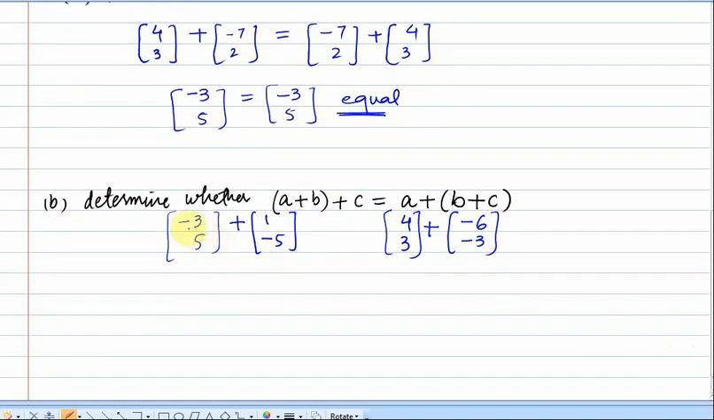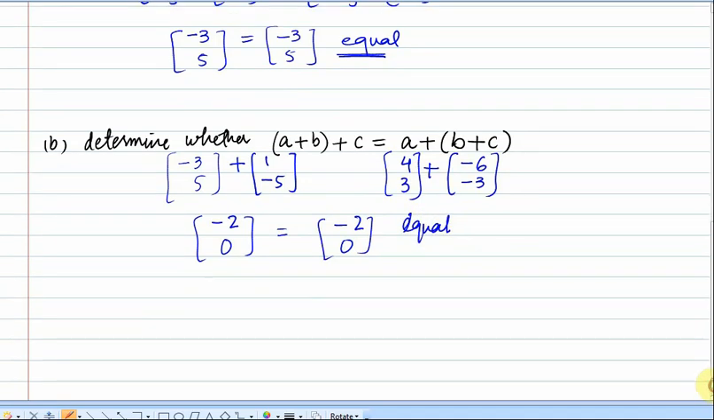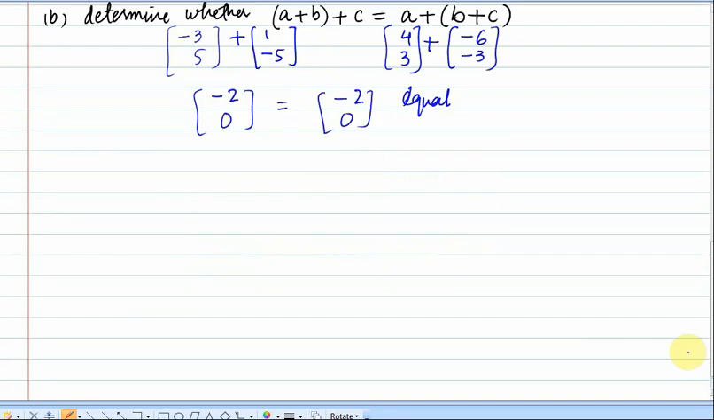On the left side, minus 3 plus 1, it's minus 2, and 5 minus 5 is 0. On the right side, I have 4 plus minus 6, it's minus 2, and 3 minus 3 is 0. So they both are equal, and that is our answer. Alright? Now, moving on to the next question.